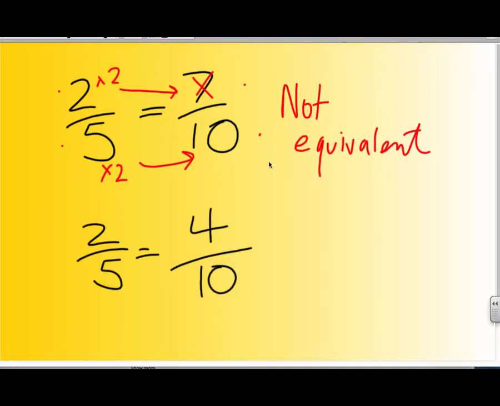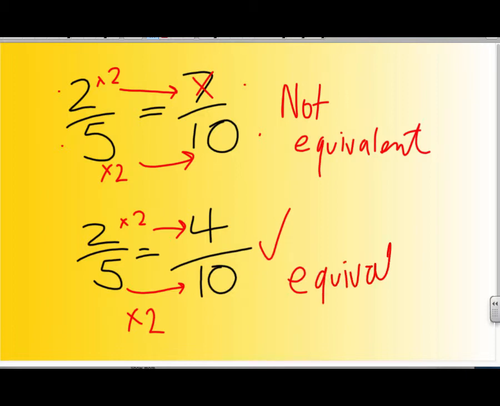What about this one? Let's see if we can see the relationship there. What do I times by 5 to get to 10? It's times by 2. And so whatever you do to the bottom, you've got to do to the top. So 2 times 2 equals 4. That is equivalent. Great. Equivalent.